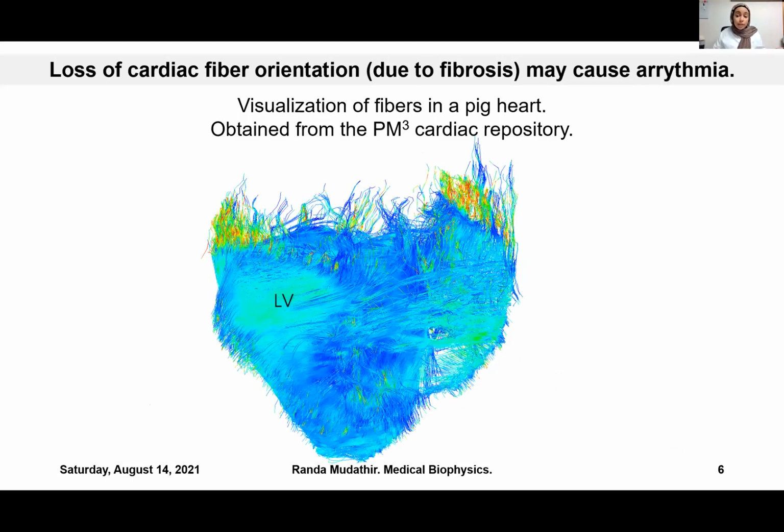The fibrosis induced by Timothy syndrome also results in a loss of cardiac fiber orientation. The reason this is important is that in cardiac tissue, the conduction velocity of the action potential is anisotropic, meaning that the magnitude of the conduction velocity is highly dependent on the direction of the wave of activation. So if you change the orientation of the cardiac fiber, you will be affecting the propagation of the action potential and the synchronization of its propagation, again contributing to the arrhythmia.